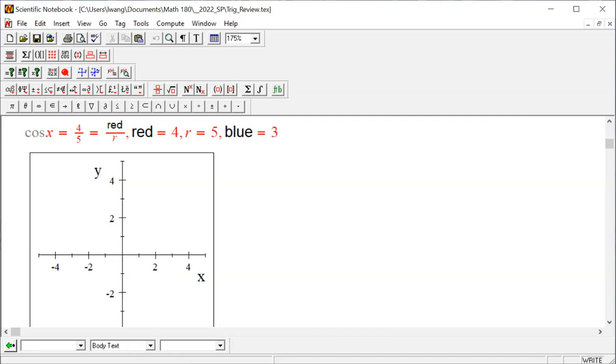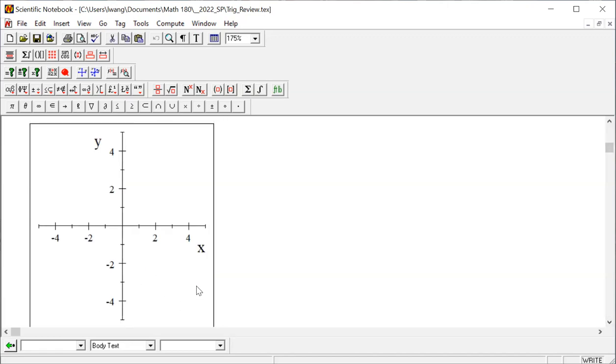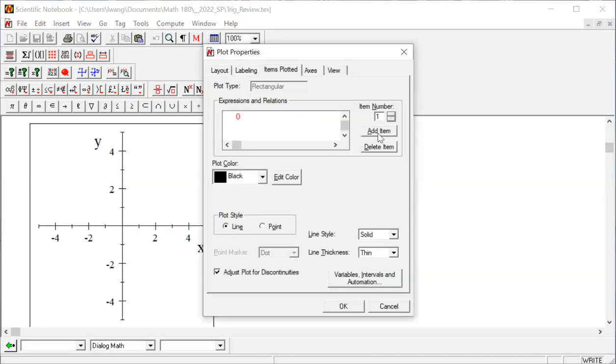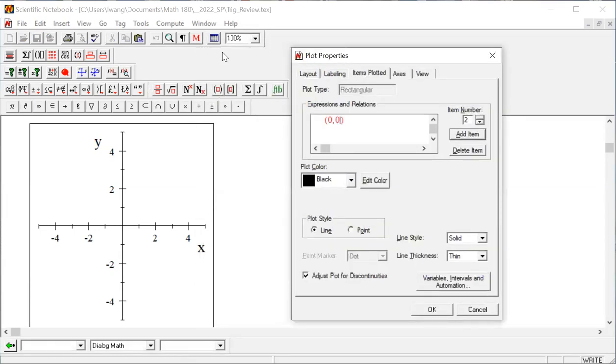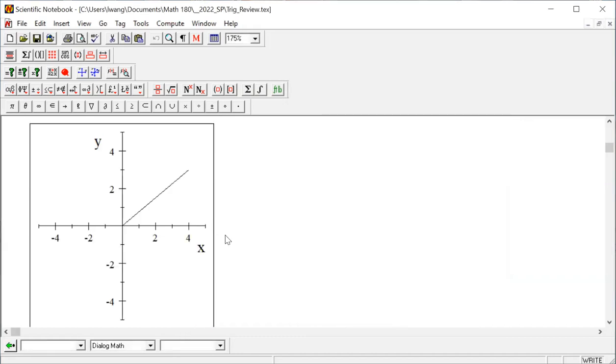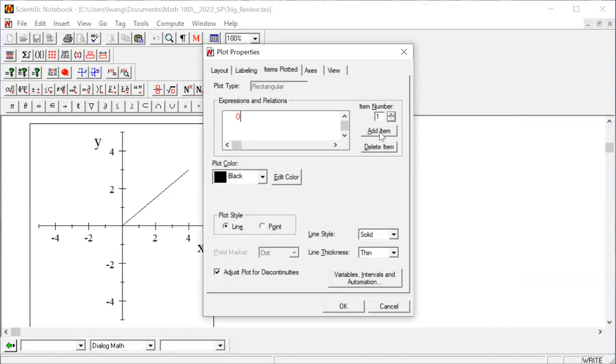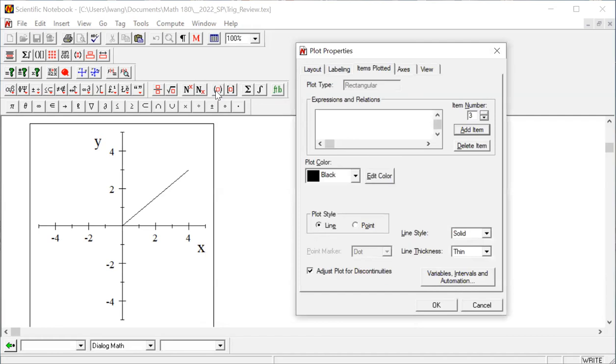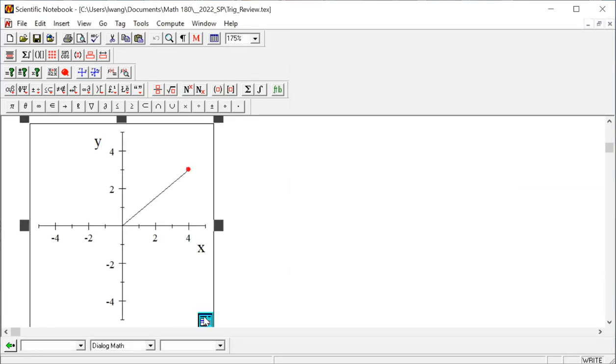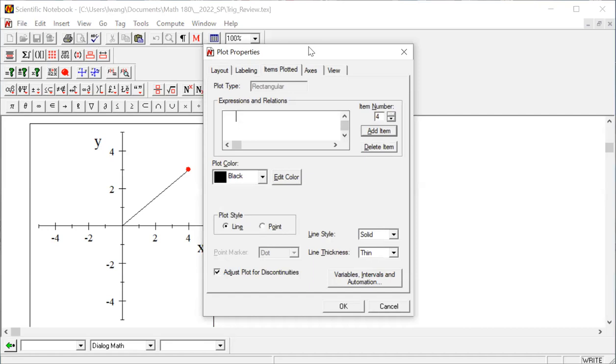And then we can draw the terminal. I'm going to draw the terminal; for you, you can just draw it on your paper with a pencil. The red is 4, the blue is 3. So that's the terminal, right? And the point on the terminal, we're going to mark it: that's (4, 3). Red is 4. That's the point on the terminal. And then there's a red and blue.